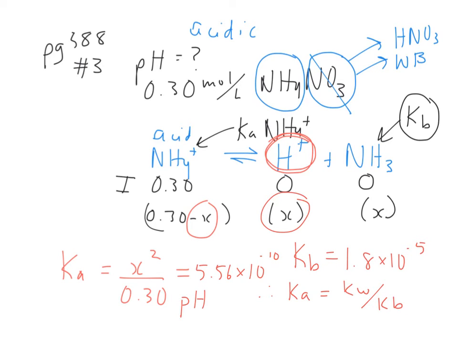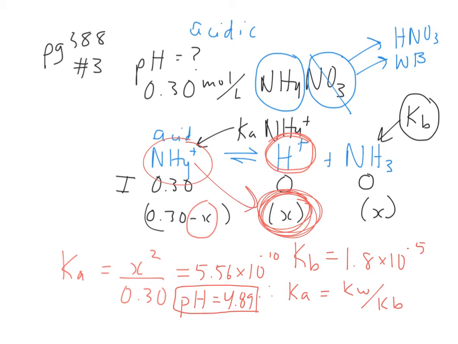I'm just going to report the final answer. So I'm going to take my Ka times your 0.3, square root of that, and then take the negative log of that. I get a pH value of 4.89. But again, check it, make sure that it is also what you get. And that makes sense because it is acidic. And that's what you have going on here. You have a weak acid producing protons in its equilibrium.